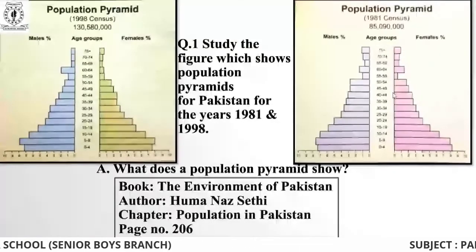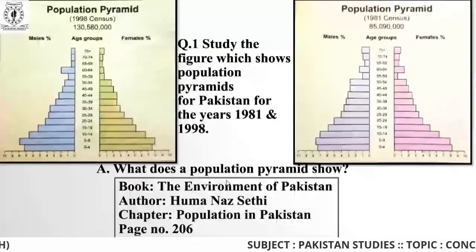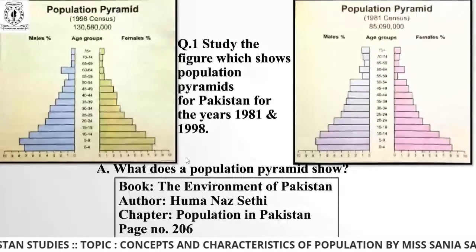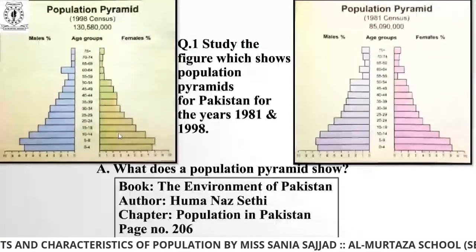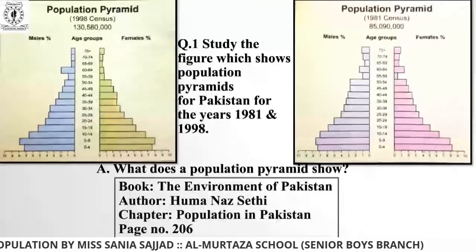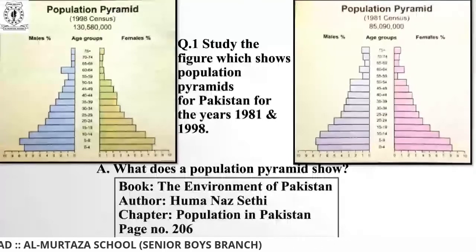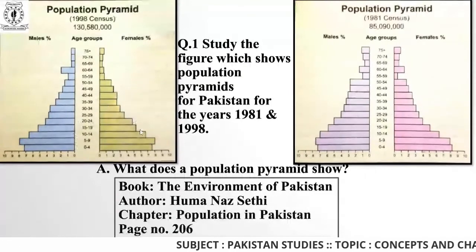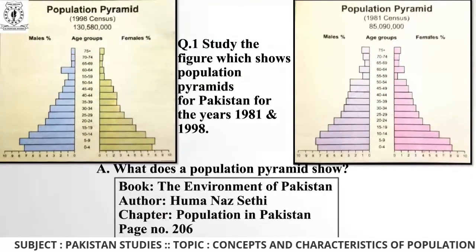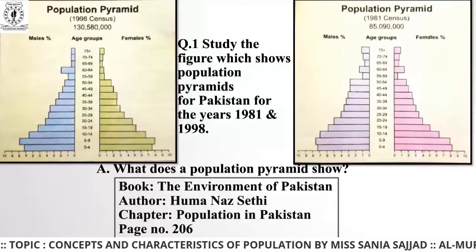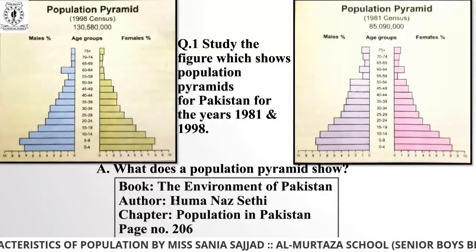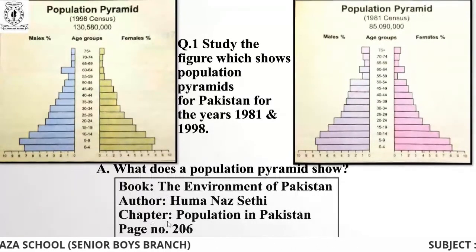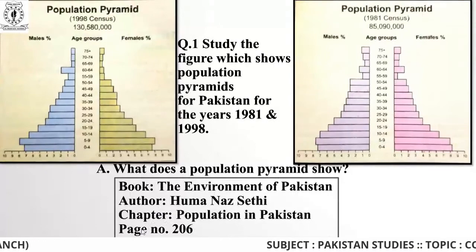So what exactly you have to do is, what does the population pyramid show? You have to highlight what else you can see in these two pyramids. Whatever you can see, you can just take it from there and write it down in your copies. Whatever you feel like, either birth rate, death rate, mortality rate, or whatever else you can see, you have to just highlight all those pointers. Well, the book is The Environment of Pakistan, from which these maps are taken. Author is Sumana Sethi, chapter number Population in Pakistan, and page number 206.